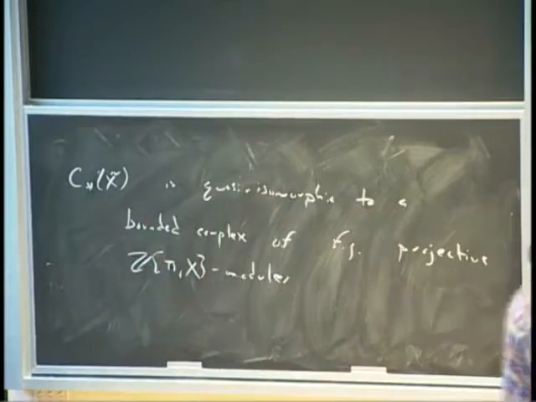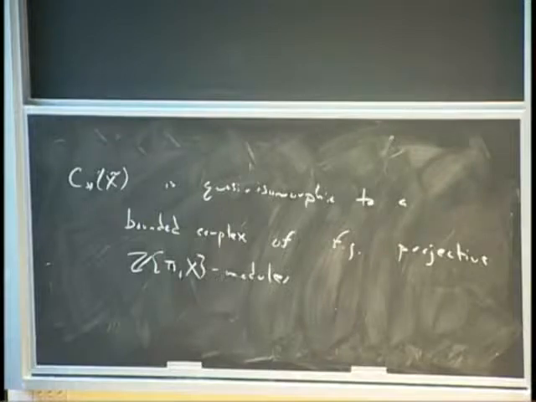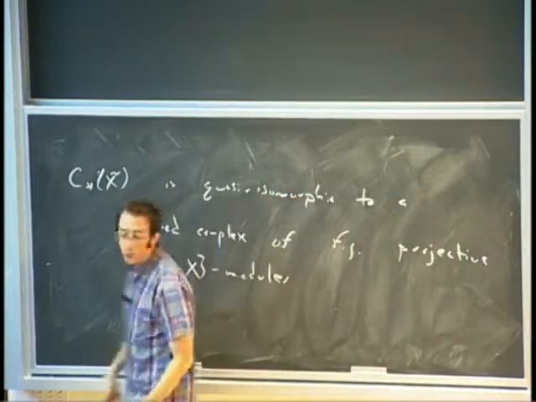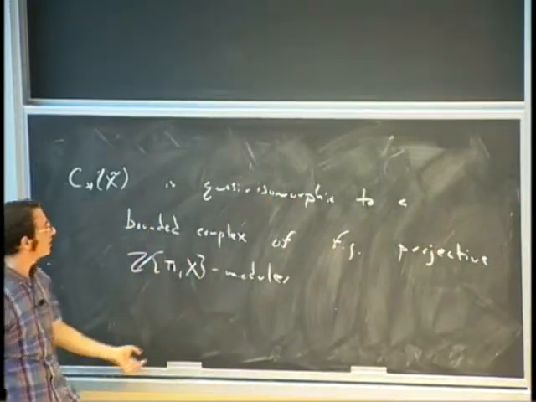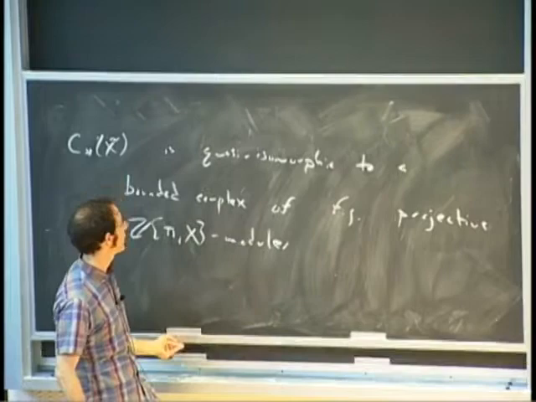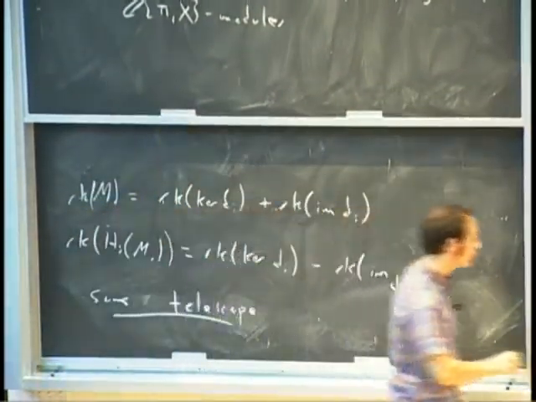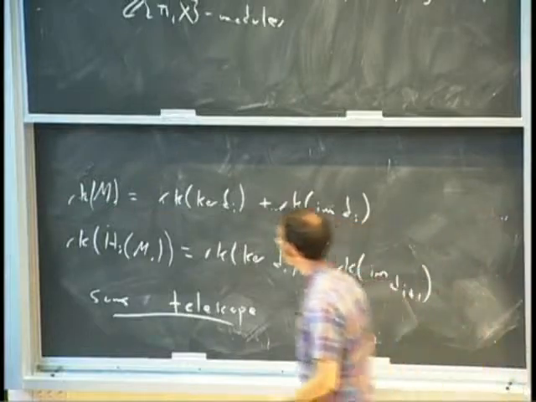This is work I'm not going to do, but there are many good treatments of this. I mean, Wall's original paper is actually very readable. If you are interested in this sort of thing, I highly recommend it. But one proves that, in fact, this is isomorphic to a bounded complex of finitely generated projective Z pi 1 modules.